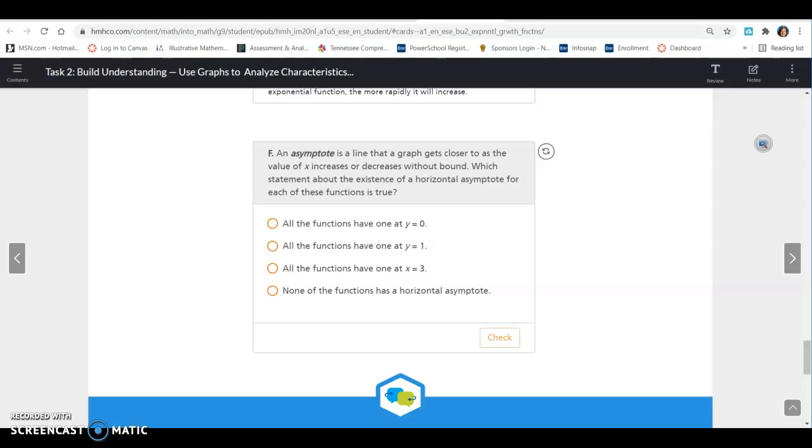Asymptote. This is a new definition that you need to know. An asymptote is a line that a graph gets close to as the value of x increases or decreases without bound. Which statement about the existence of a horizontal asymptote for each of these functions is true? All the functions have one at y equals 0. All the functions have one at x equals 1. All the functions have one at x equals 3. None of the functions have a horizontal asymptote.